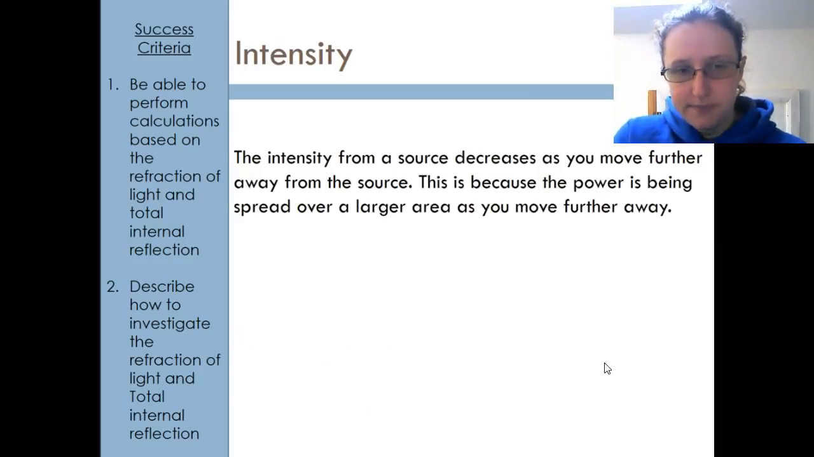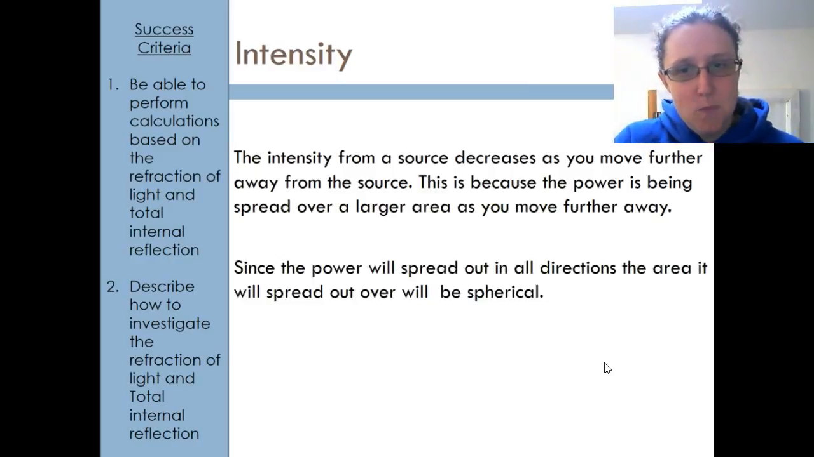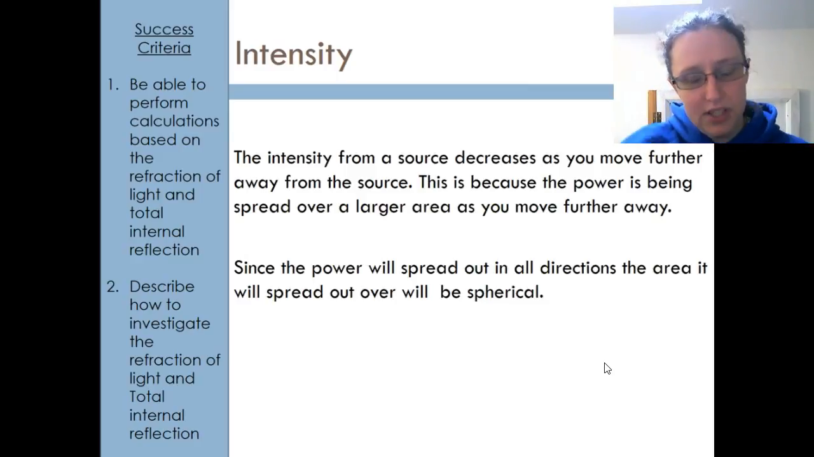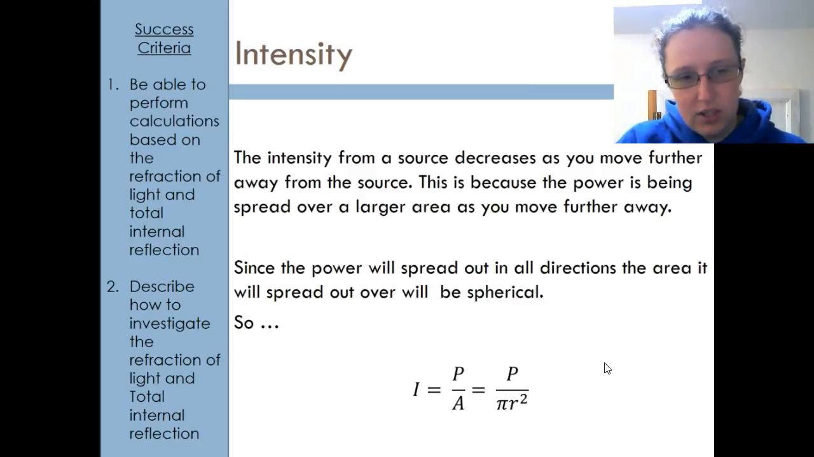Just some little extras. The further away you get from a source of waves, the lower the intensity will be. And that's because that energy, that power, is being spread over a larger area the further away you get. And because that power is being spread out in every direction all at once, the area over which that energy is being spread is actually spherical. So if we then put that area into the equation, the area now becomes 4 pi r squared.